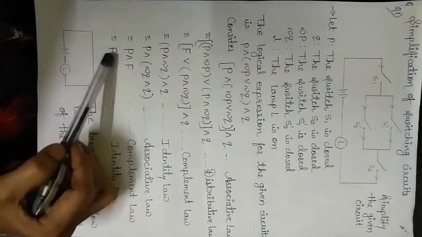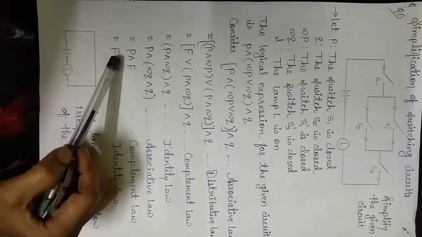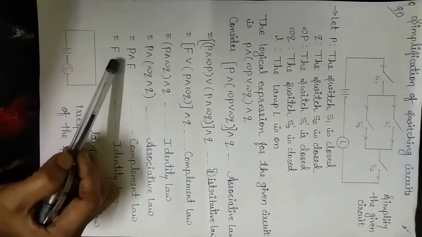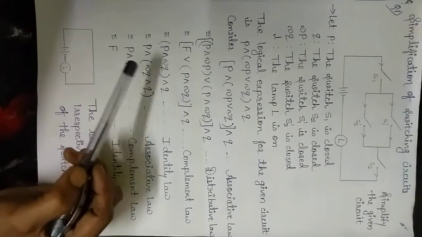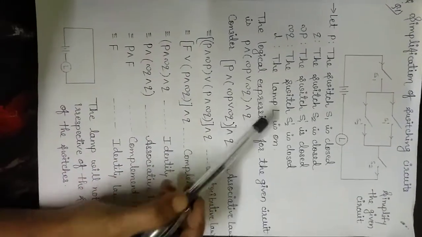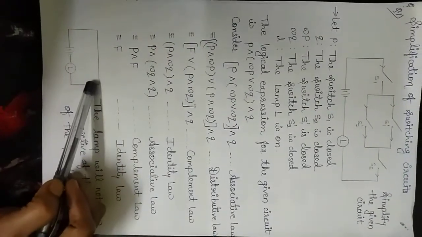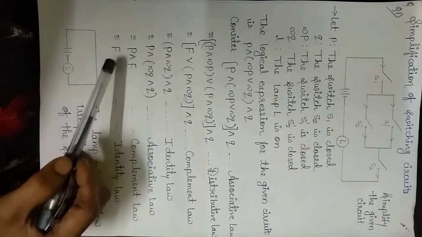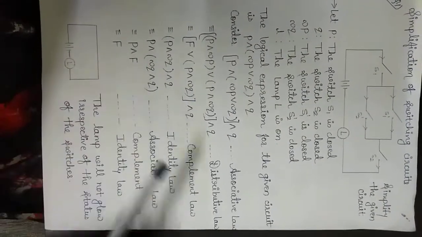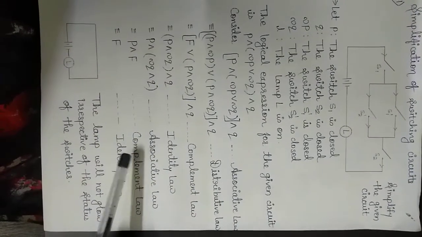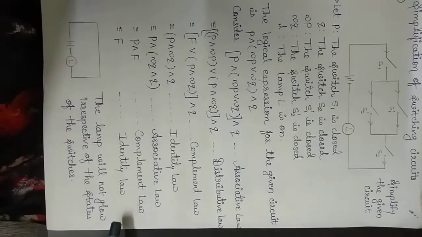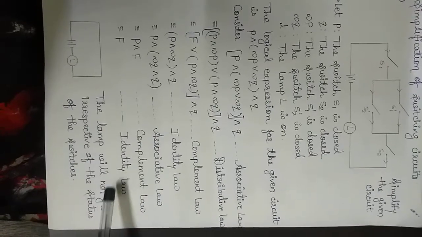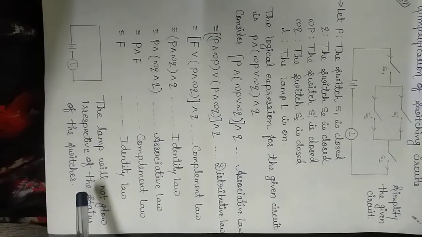So finally we are getting here F, means no switch we are getting after simplifying the given logical expression. So in the simplified circuit we will draw only battery and lamp since no switch is present here, and we can write the conclusion like: the lamp will not glow irrespective of the status of the switches.